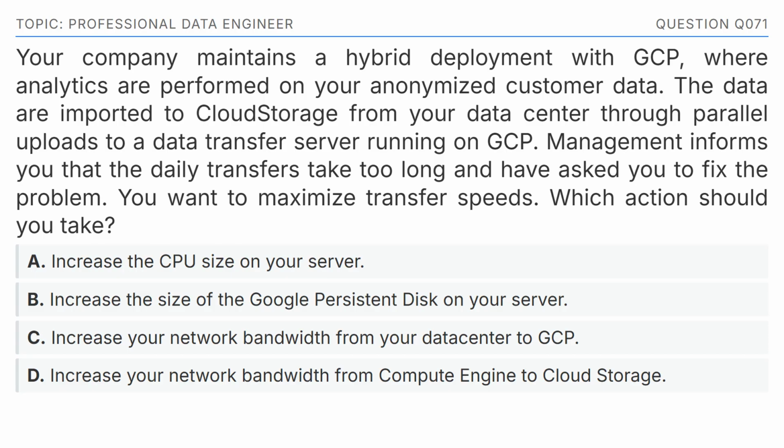The options are: Option A, increase the CPU size on your server. Option B, increase the size of the Google persistent disk on your server. Option C, increase your network bandwidth from your data center to GCP. Option D, increase your network bandwidth from Compute Engine to Cloud Storage.